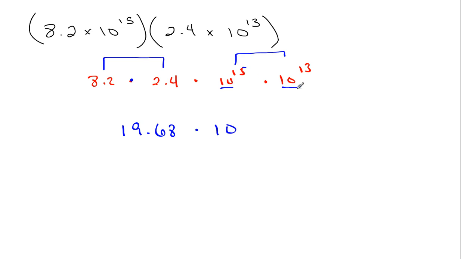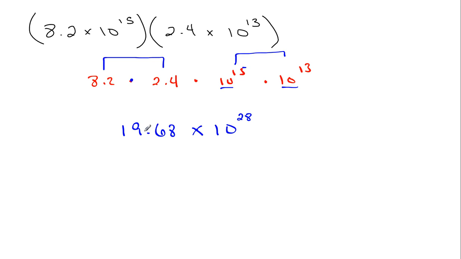Keep your base, right? This is where the properties of exponents come in. 10 to the 28th power. All right, so I have 19.68 times 10 to the 28th power. And then I'm going to ask you, is this in scientific notation? Well, it kind of looks like it, right? But there's something slightly off on this. What's off?